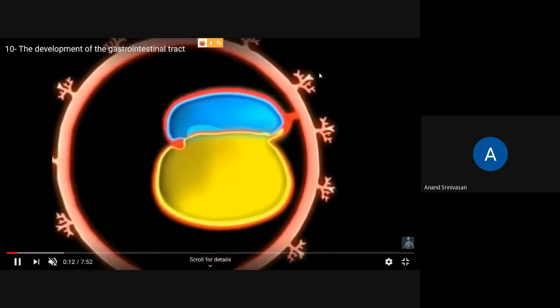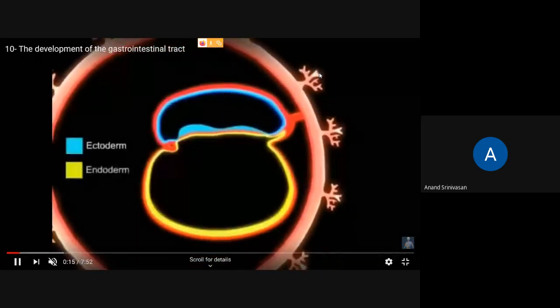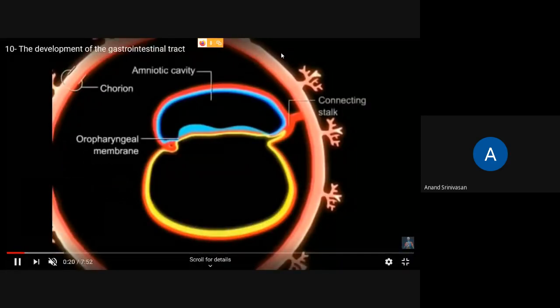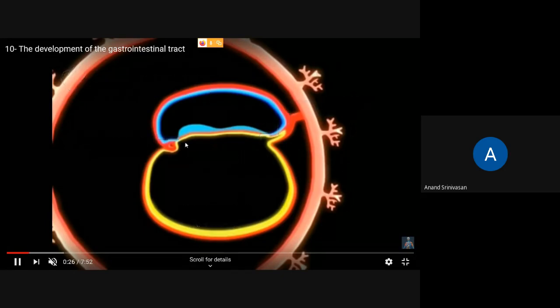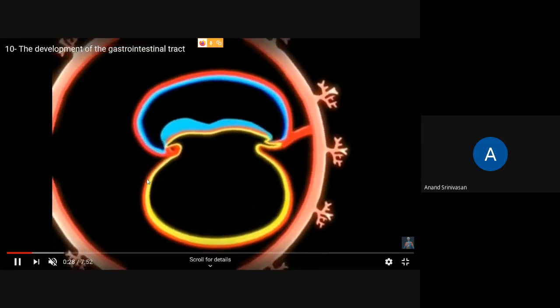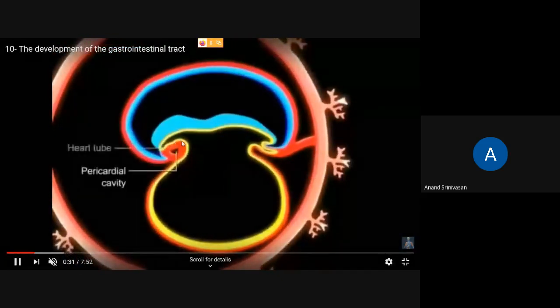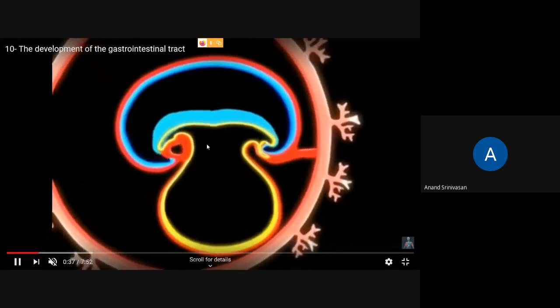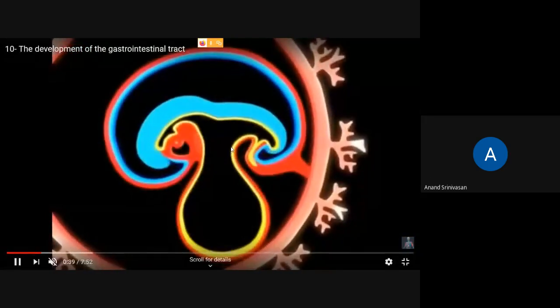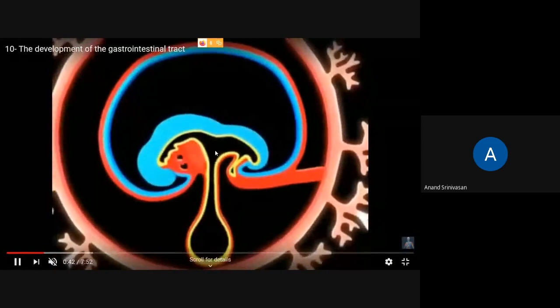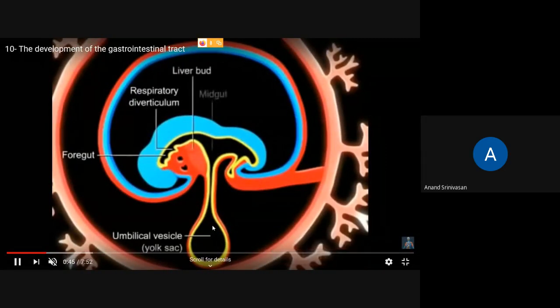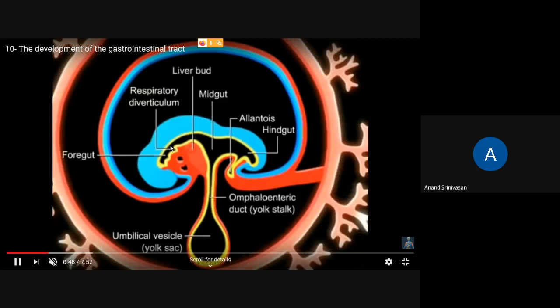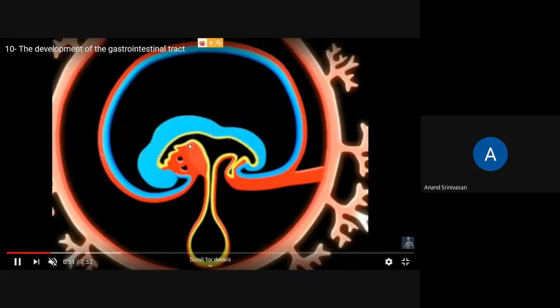This is a continuation. When you get a Langman book, you will get this CD, the animation video. This was what we have seen previously: the amniotic and the yolk sac, the oropharyngeal membrane and the cloacal membrane, then the cephalocaudal folding, transforming into a foregut, midgut, and hindgut. The midgut is getting connected to the yolk sac. Gradually, it gets narrowed down, forming the vitellointestinal duct. In the foregut, the respiratory diverticulum and the liver bud appear.